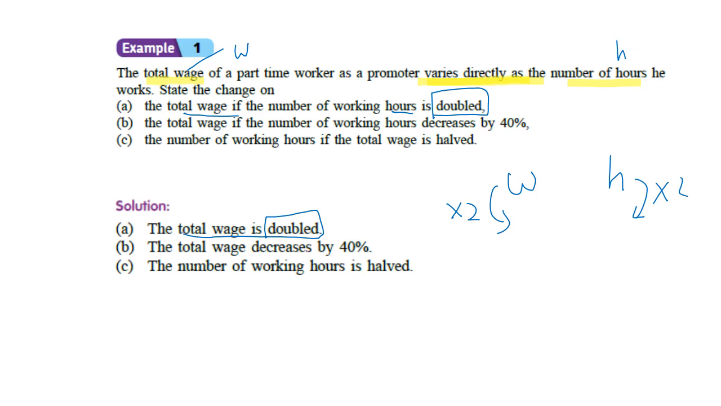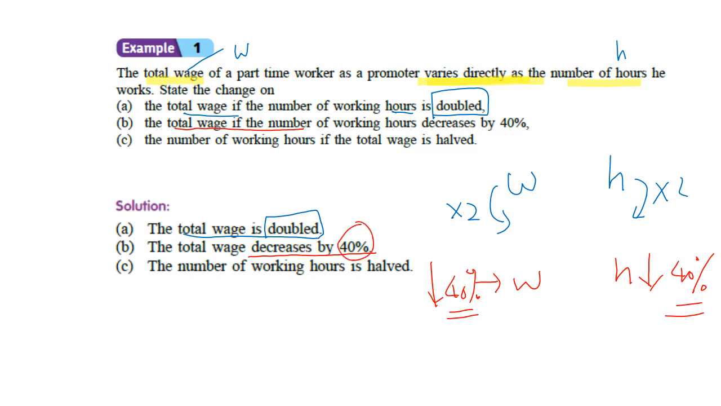Now, state the change on the total wage if the number of working hours is decreased by 40%. Of course, your wage also will decrease by 40%. That is the rate, 40%. It also will be decreased by 40%.